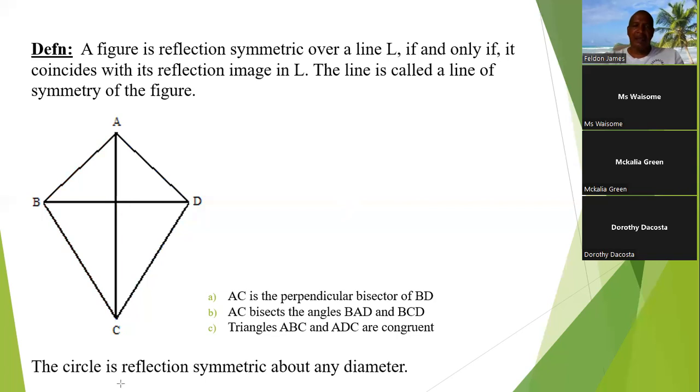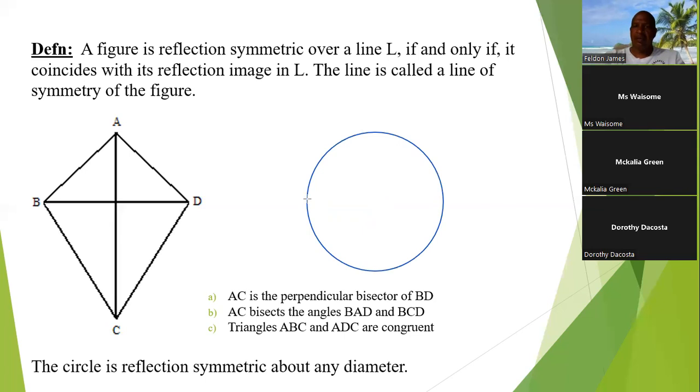All right, so with that said, now the circle, the circle is reflection symmetric about any diameter. What does that mean? Anybody can tell me? Sir, repeat that again for me, please. The circle is reflection symmetric about any diameter? Anybody knows what that means? All right, let us think about a circle. So if we draw a circle here, now what is the diameter? Half of the circle, sir.